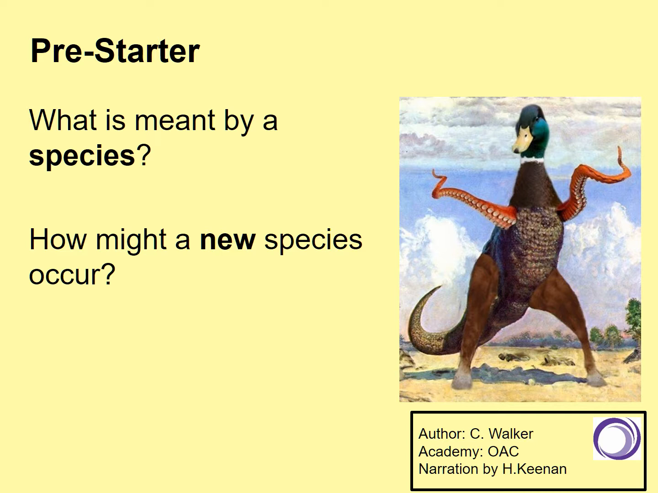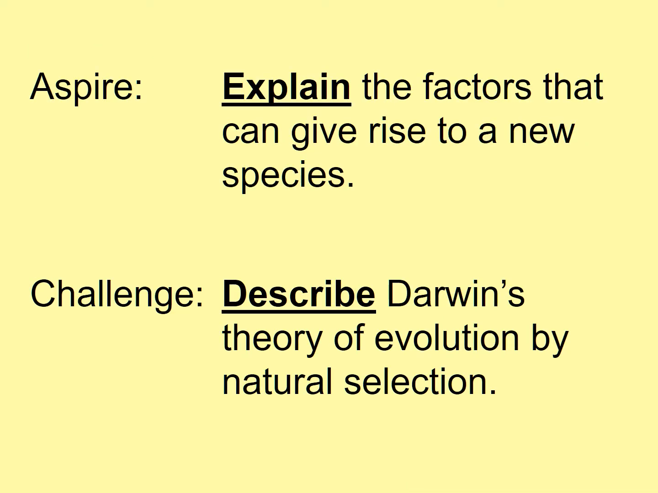How might a new species occur is a more difficult question. And hopefully by the end of the lesson, you'll have some more ideas about that. So we're going to come back onto that later. So our outcomes for today. We're going to describe Darwin's theory of evolution by natural selection, and we're going to explain factors that can give rise to a new species.